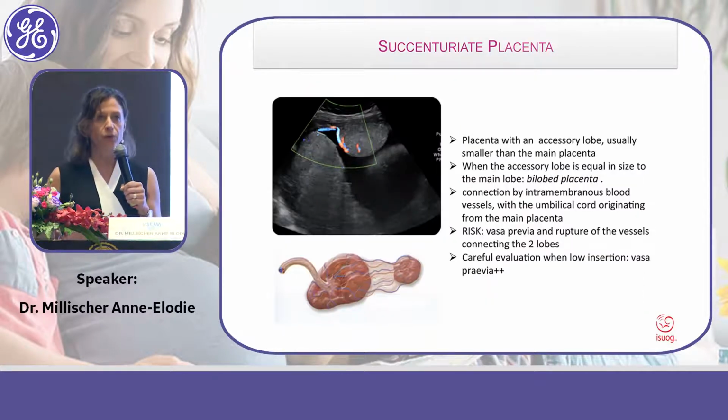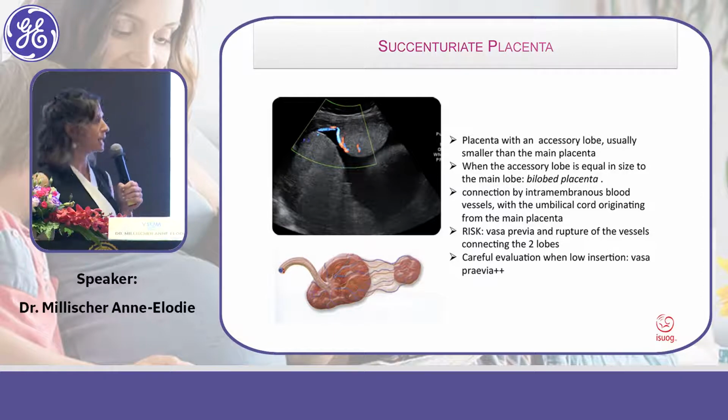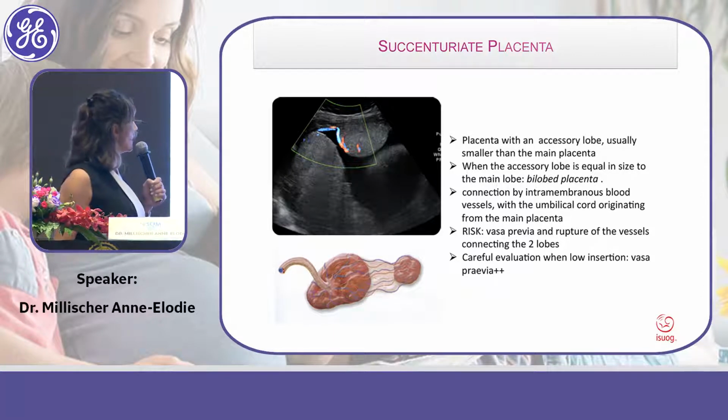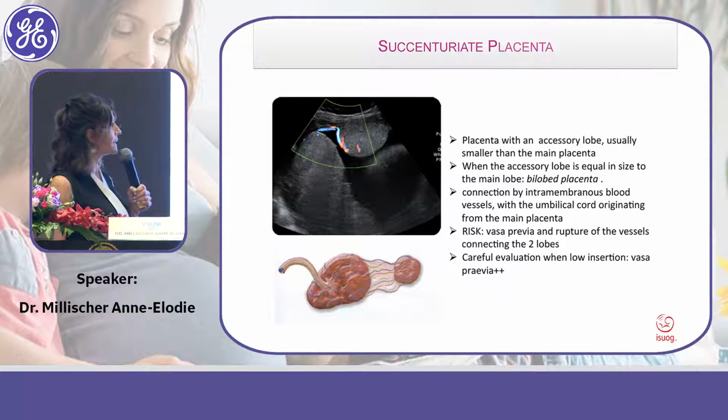It does not provide any placental insufficiency, but the only risk is when the placenta is low-lying. It can provide vasa previa, and the risk of the rupture of those vessels connecting the two lobes.